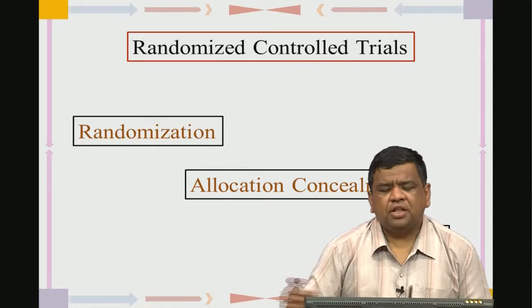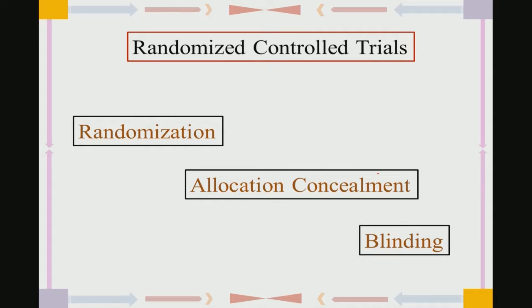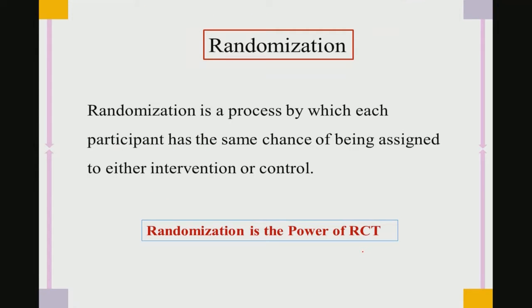Accordingly, you have to prepare the clinical trial reports. So, the three pillars of randomized clinical trials are: number 1 is randomization, number 2 is allocation concealment, number 3 is blinding. These three concepts I will take up one by one, and I will discuss in the next 3-4 slides the meaning of randomization, the meaning of allocation concealment, and the third one, blinding. As I said, these three constitute the three pillars of randomized controlled trials.